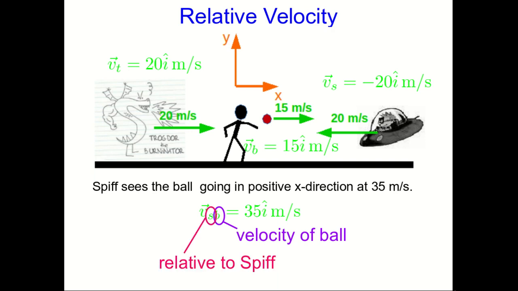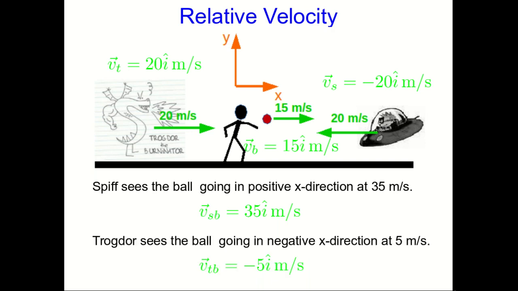And the first subscript is saying that this is the velocity relative to Spiff, or as seen by Spiff. So this is going to be my convention. The first subscript is what this velocity is relative to, and the second subscript is what this is the velocity of. So Trogdor, according to Trogdor, well, he's catching up to the ball at 5 meters per second, and so he sees it going to the left at 5 meters per second.